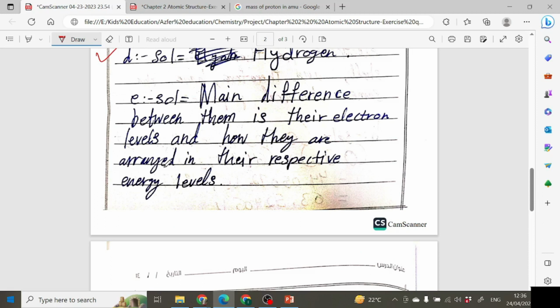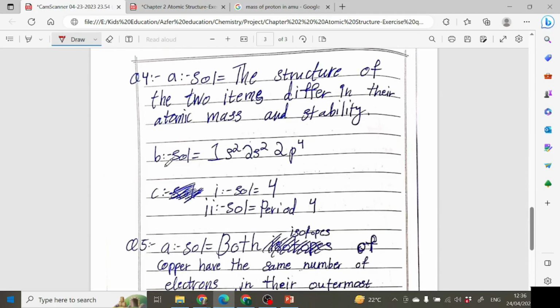Look how the student answers. 1s2, 2s2, 2p2. The structure of the two atoms differ in their atomic mass and stability. Electronic configuration of both is the same, differing in atomic mass and stability. The answer is correct.